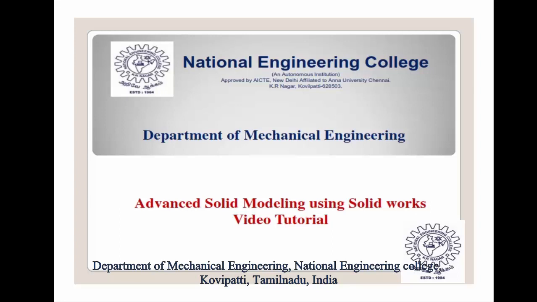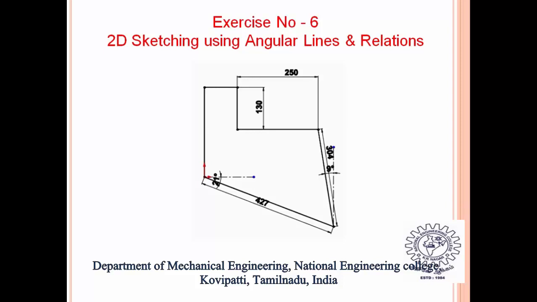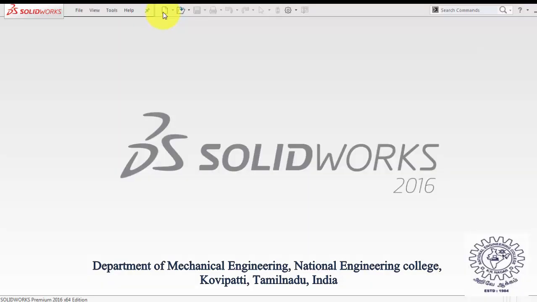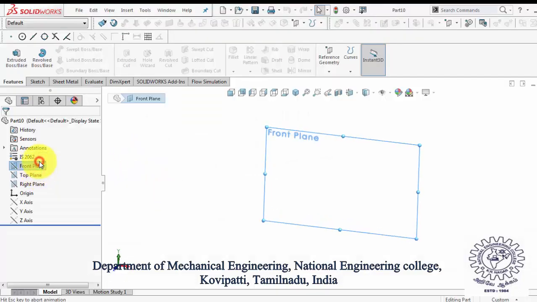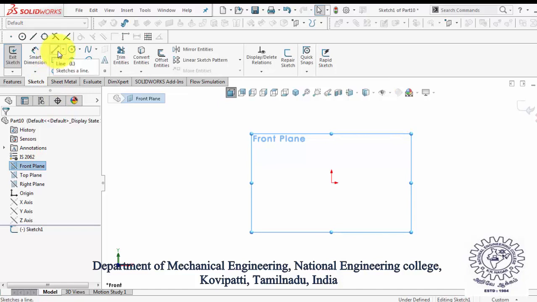In this video, we are going to see the basics of the 2D sketching exercises. Exercise number 6. First, select the new part, then click front plane for sketching. Now, select the center line command and draw a center line from the origin.